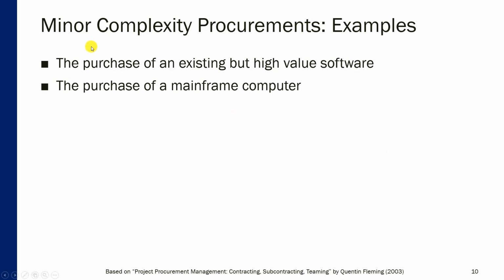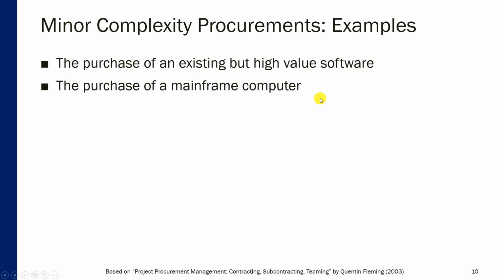So what are some of the examples of minor complexity procurements? For example, the purchase of an existing but high value software. Let's say the purchase of SAP. SAP is a ready-made solution. It already exists. It will require some degree of modification, but that modification is not comparable to building something from scratch. Or the purchase of a mainframe computer.